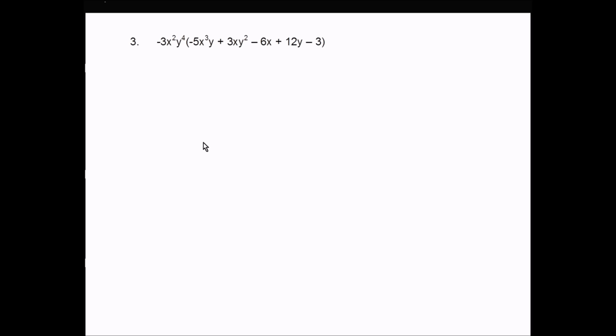And let's try one more. We've got negative 3x squared y to the 4th times negative 5x cubed y plus 3xy squared minus 6x plus 12y minus 3. Again, you'll be multiplying the coefficients and you'll be adding the exponents of like base.